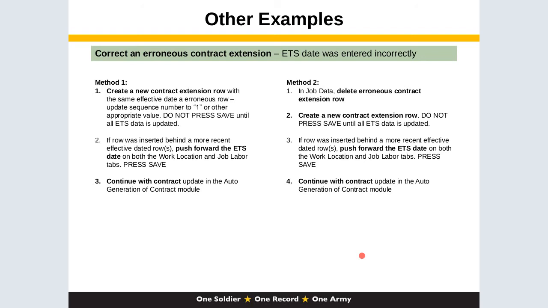So you could use the same effective date and update the sequence number to 1 or whatever sequential number it is based on the transactions that took place that day. Again, you're not pressing save until all the ETS data is updated on the work location tab and on the job labor tab. And then, if you have a more recent effective dated row, push that ETS date forward, press save, and then complete the auto generation of contract module as normal with all the correct data.